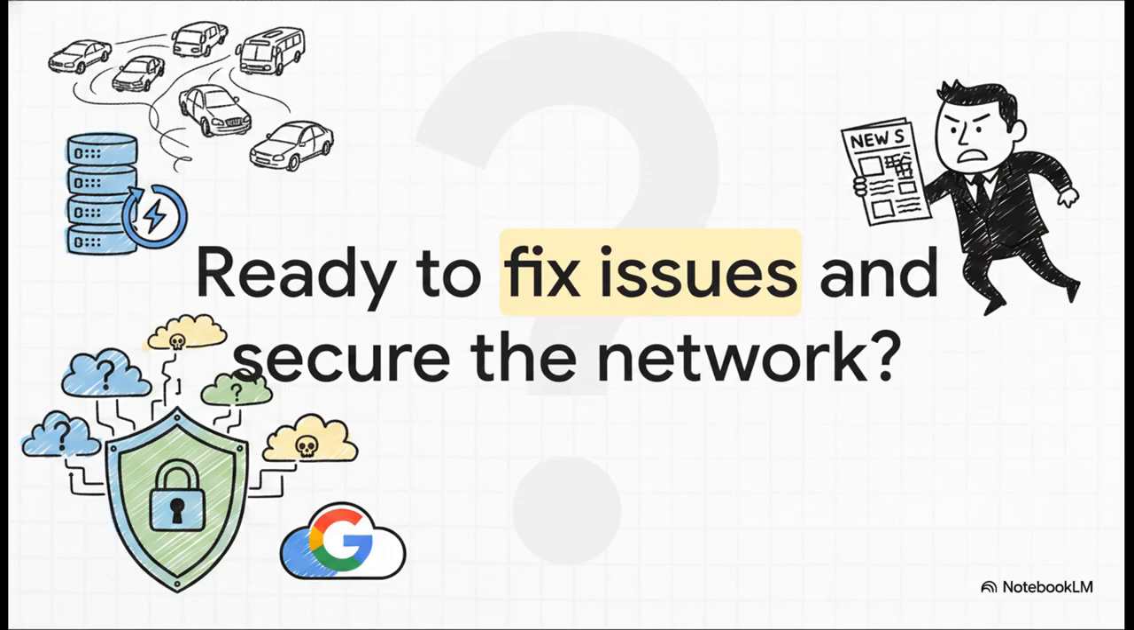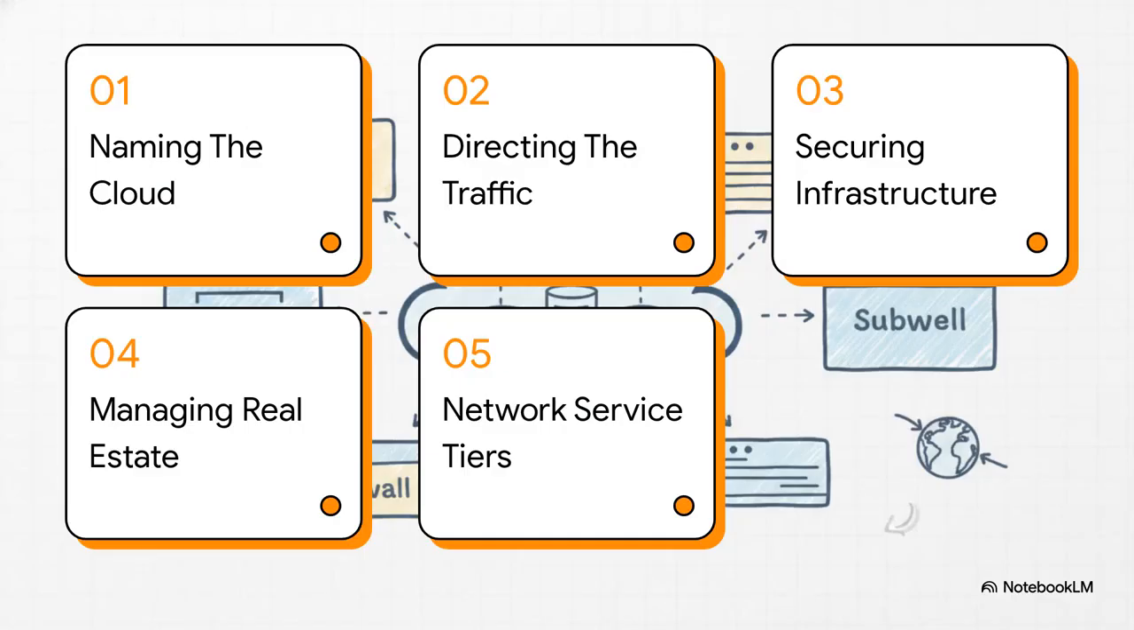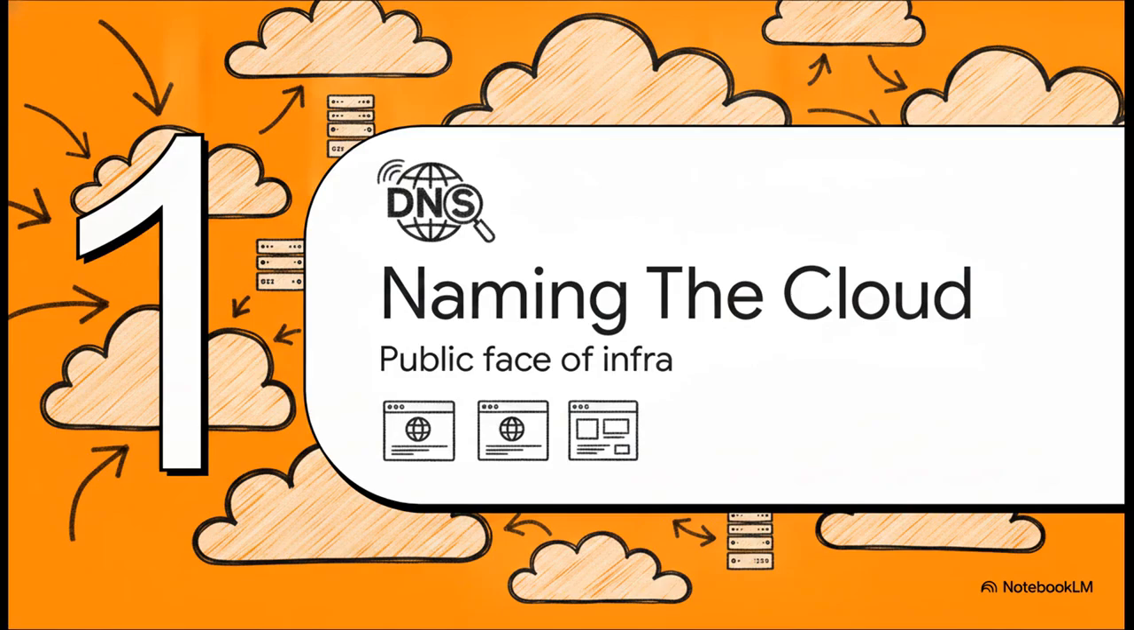Figuring out these exact issues is exactly what tests your true mettle as a cloud engineer. To get us out of the woods and prep for the exam, here is our blueprint. We are going to move sequentially through naming the cloud, directing the traffic, securing the infrastructure, managing the real estate, and finally, network service tiers. Let's kick things off with part 1, naming the cloud, where we set up the public face of the infrastructure.